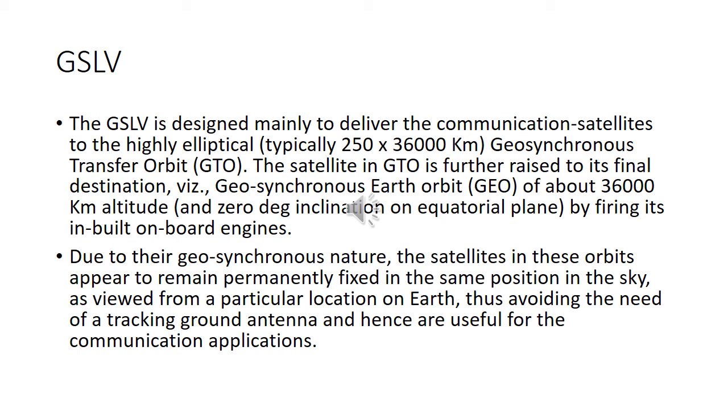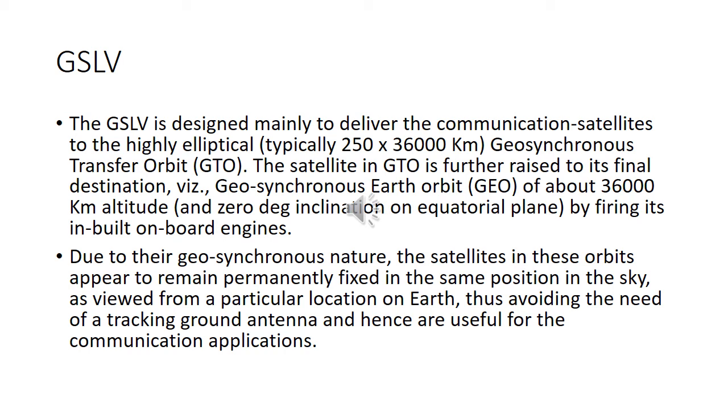The GTO is further raised to its final destination, the geosynchronous orbit of around 36,000 kilometers, by firing its on-board engines. That is, it is maneuvered from the Earth and put into the required orbit. Due to their geosynchronous nature, satellites in these orbits appear permanently fixed in the same position in the sky. That is, suppose we see it from a point X today, we will see the satellite at the same place at any point of time.